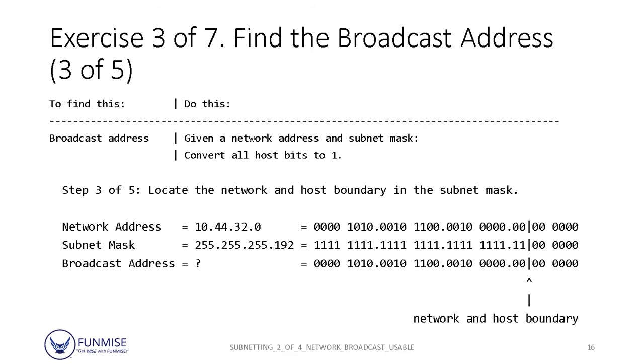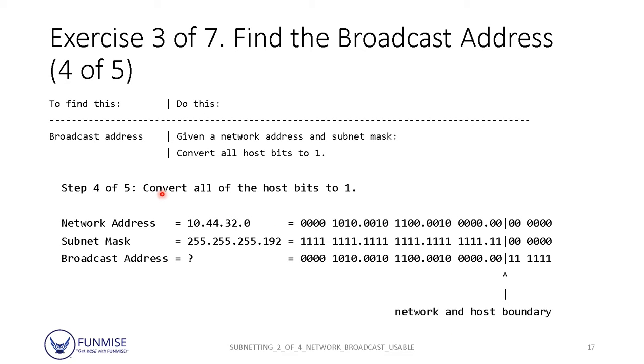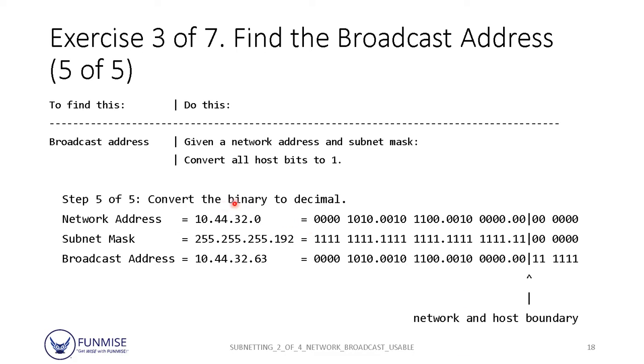Okay. Now we will convert all the host bits to 1 within the broadcast address. So all these host bits in the broadcast address are turned on. Okay, that was simple enough. Now convert the binary to decimal, and we've done this many times. And now we have what the broadcast address is, given this network address and this subnet mask.